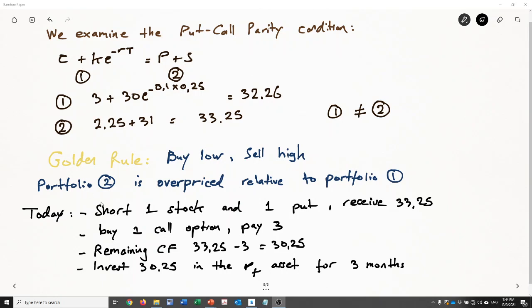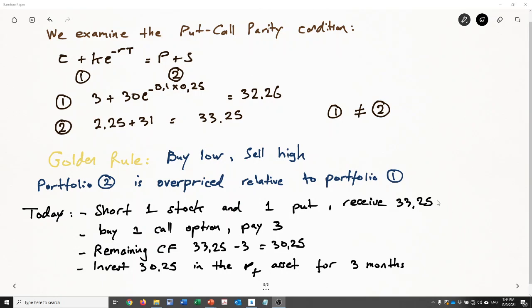So today we will short 1 stock and we will short 1 put. So in total we will receive 33.25. I will use part of the 33.25 to buy 1 call option, which costs $3. What is left is 30.25. I will invest the 30.25 in the risk-free asset for 3 months. By this, I locked in the arbitrage and I have to wait for 3 months.